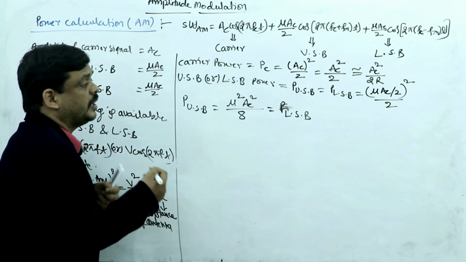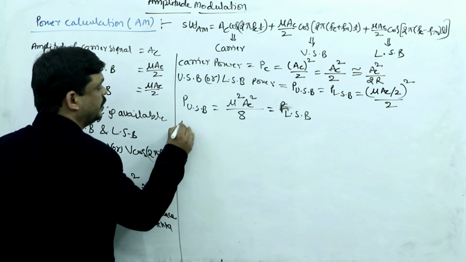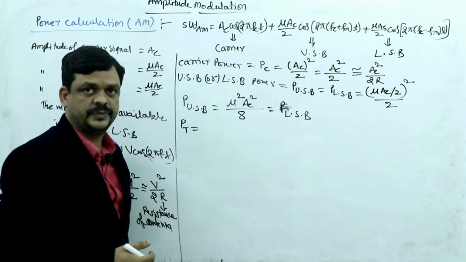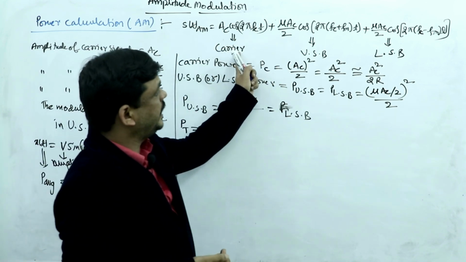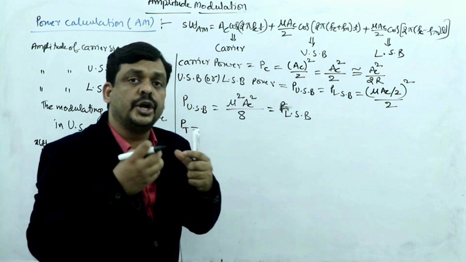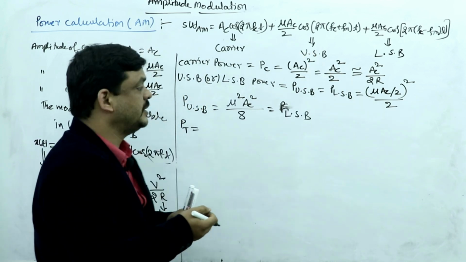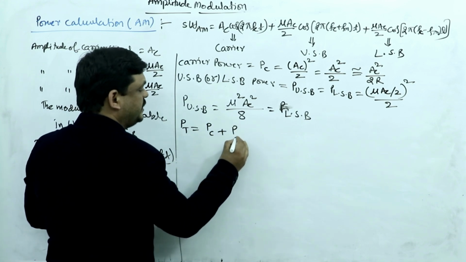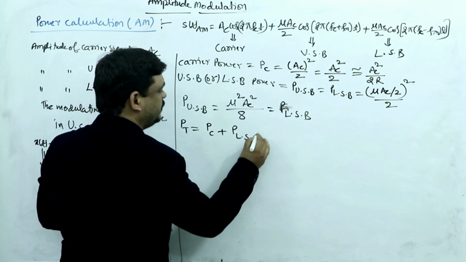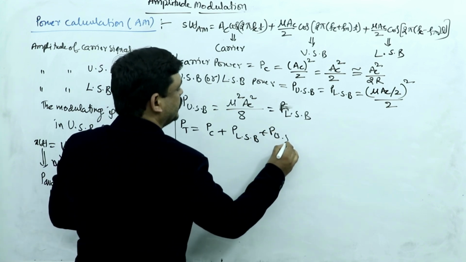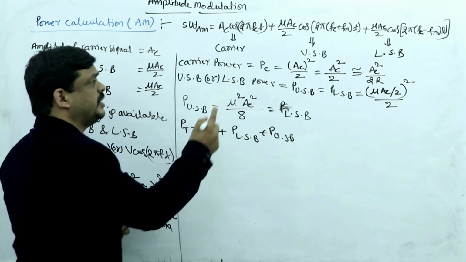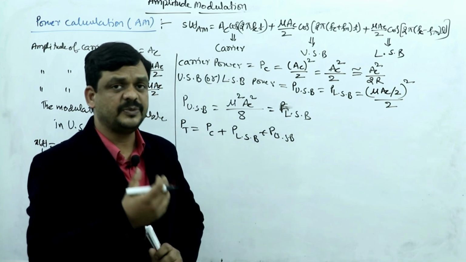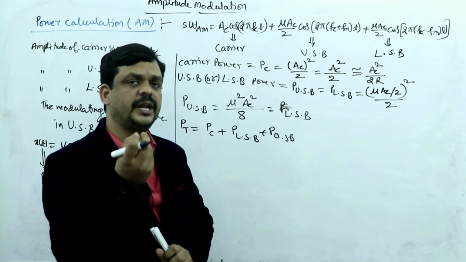Then we have to write the total power equation. The total power is what is needed to transmit all these parameters. An AM modulated signal consists of carrier signal, upper sideband and lower sideband. To transmit these 3 parameters, it requires the summation of individual powers, that is PC plus PLSB plus PUSB. We have to first find the individual powers and later take the summation, because we have to transmit carrier, upper sideband and lower sideband.